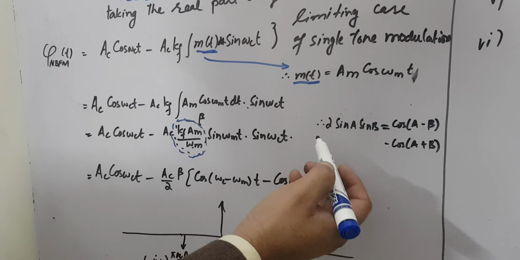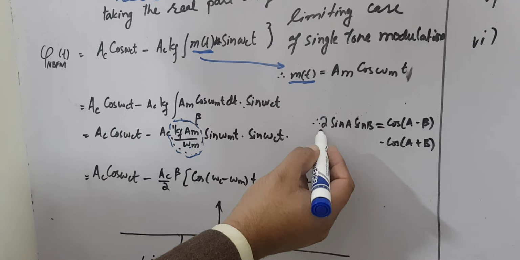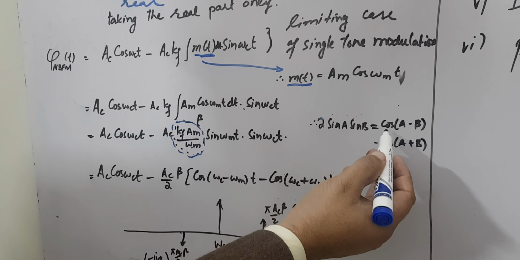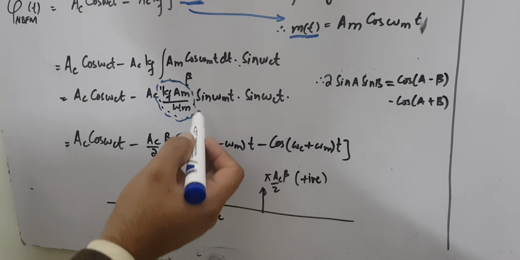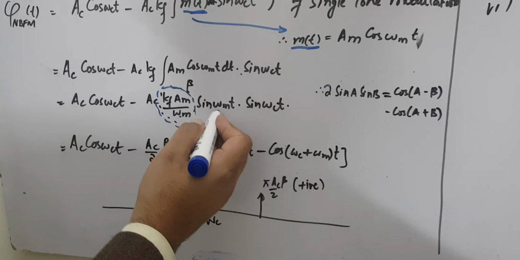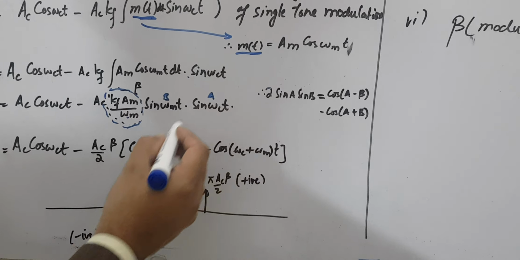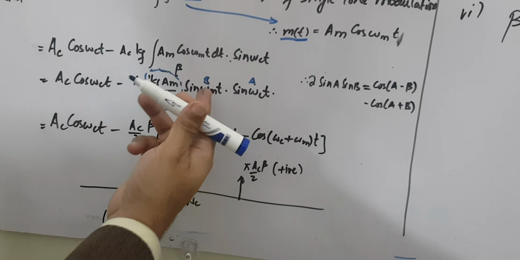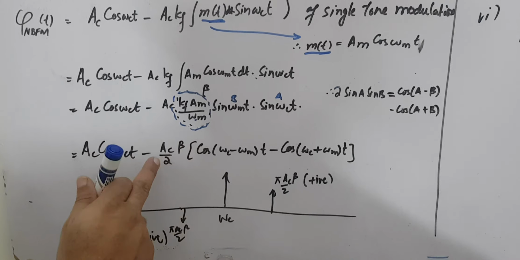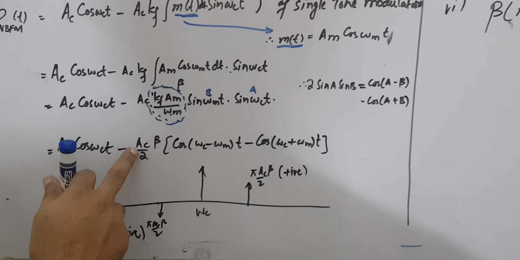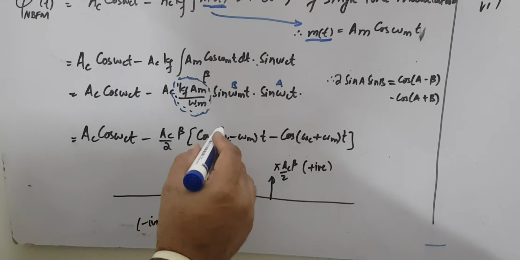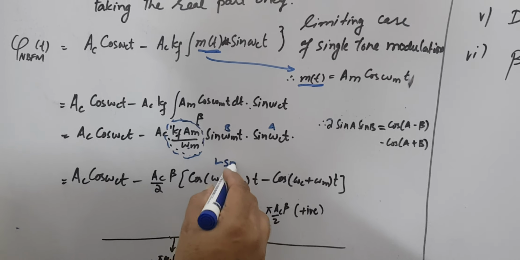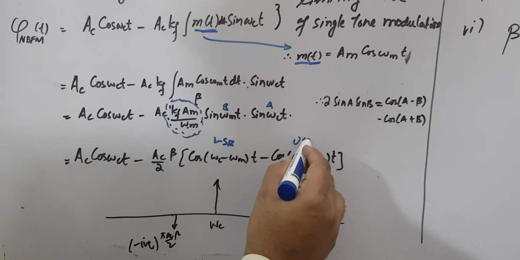So also we know this trigonometric formula: 2 sin A sin B is equal to cos(A minus B) minus cos(A plus B). So you can use this same formula here. This one is sin B and this one is B, this one is A. So sin A and sin B, you can divide and multiply by 2. That is why you are writing here AC beta by 2, cos(omega C minus omega M). So this one is the lower sideband and this one is the upper sideband.